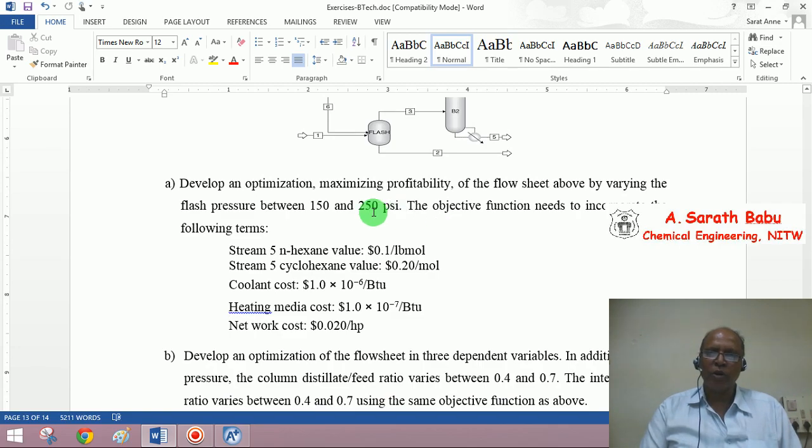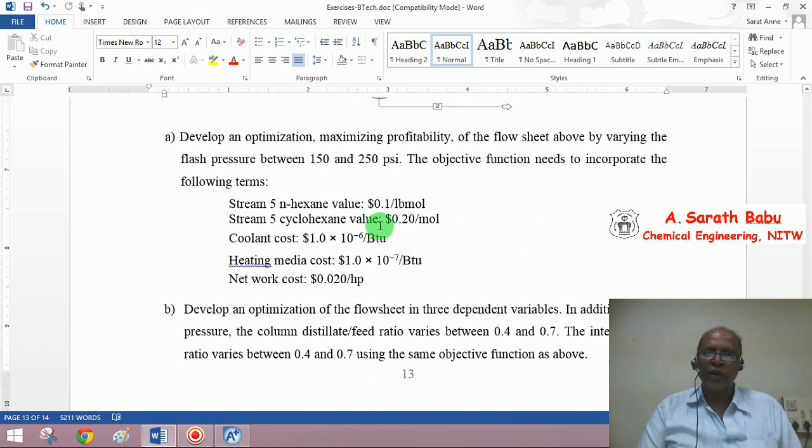Of course, in the first problem, A, by varying the flash pressure between 150 to 250 psi. I'll take up the second part because that also involves the flash pressure along with distillate to feed ratio as well as internal reflux ratio. Now, within these ranges, you are required to find out certain optimizations, right?